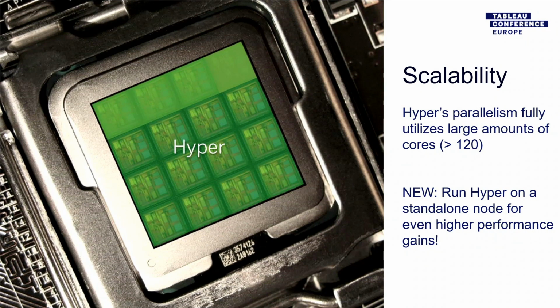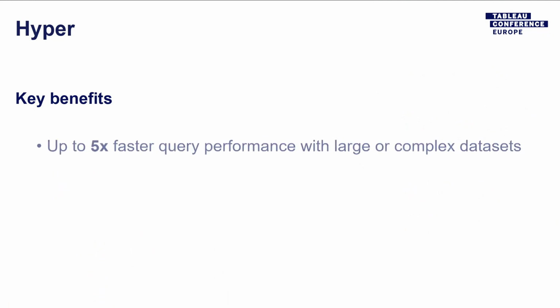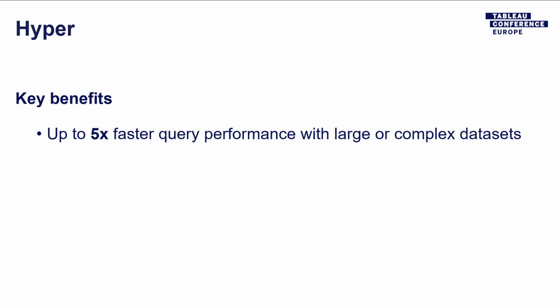Really allowing you to tune how much hardware you're going to throw at Hyper to run your extract creation and run those queries, giving you more flexibility on how performant you want that to be. Now, some of the key benefits that we see, and these are actually just real customer numbers, are that people can experience up to 5 times faster query performance with large and complex data sets. Hyper is really optimized for large extracts of hundreds of millions of rows.